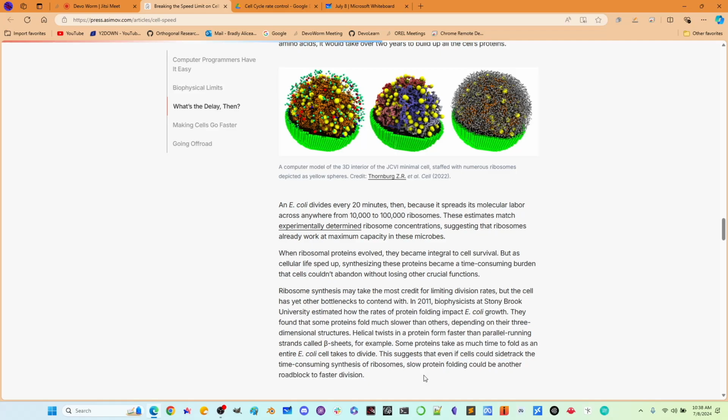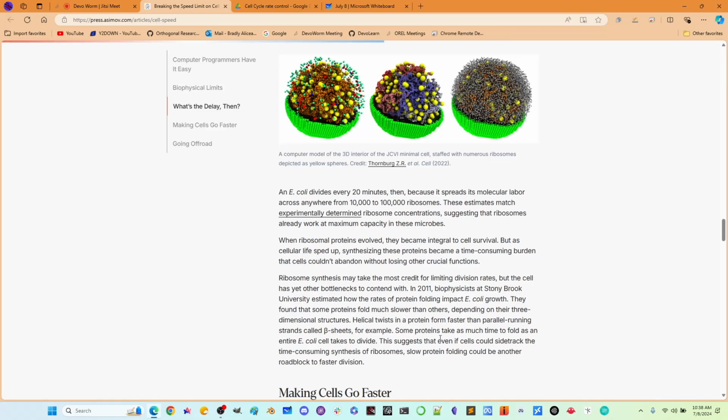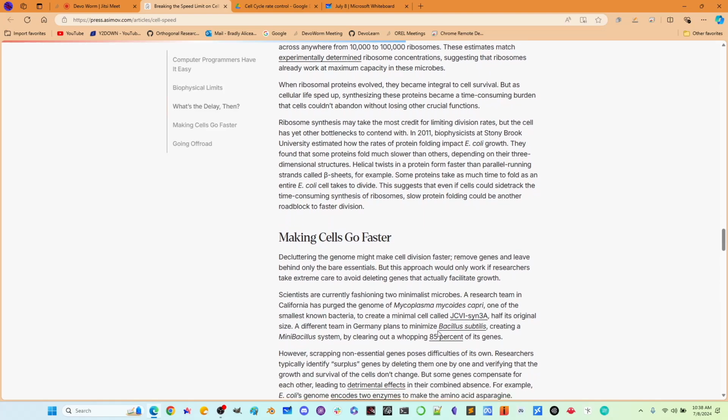So protein folding rates are important. Of course, proteins need to fold in a certain way at a certain rate in order to become fully functional. So protein folding usually doesn't take a long time, but sometimes they can fold slowly. And if they have a more complex structure, then that's going to take longer to get those in place.